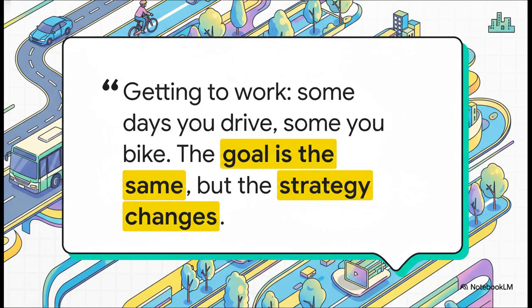The commute to work is the absolute perfect example for this. Your goal is simple: get to the office. But how you do it, your strategy, might change every day. Maybe today you drive, tomorrow you bike, next week you take the bus. The strategy pattern lets you swap out these different approaches at runtime without changing the core code that says, I need to get to work.